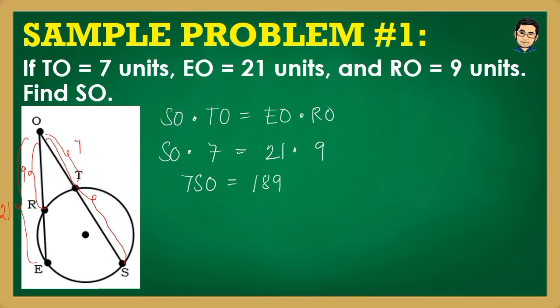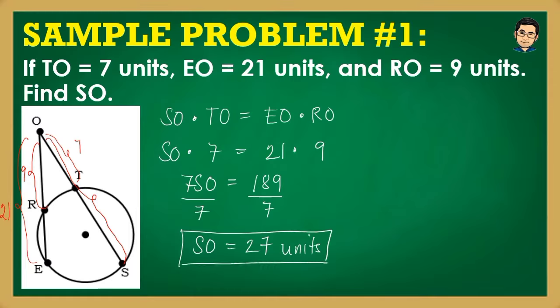And then divide both sides by 7. So, SO is equal to 27 units. So, kapag hindi po nakalagay yung measurement, units of measurement, you just simply put units. Next, to check.